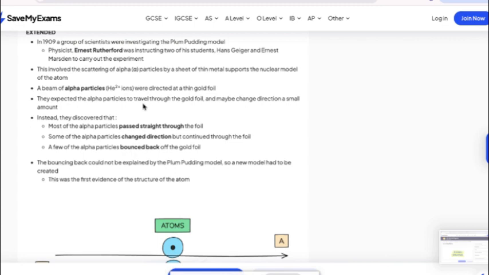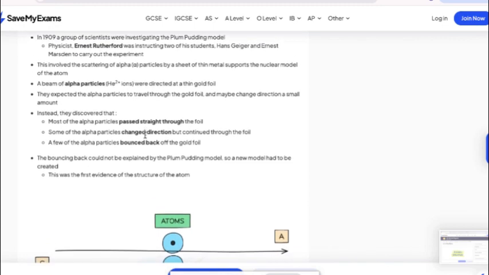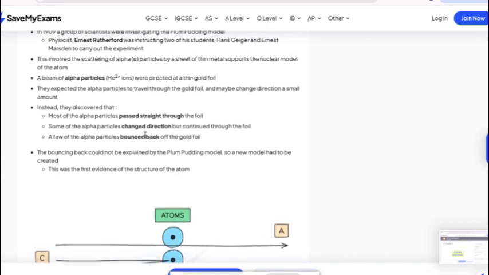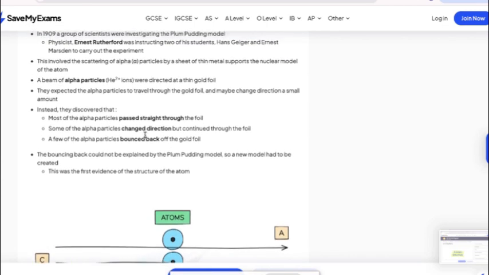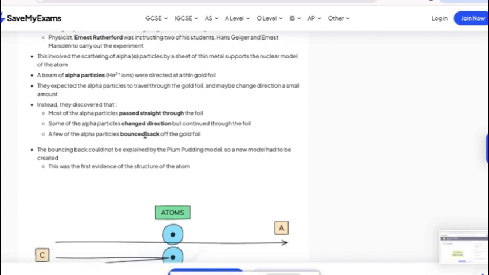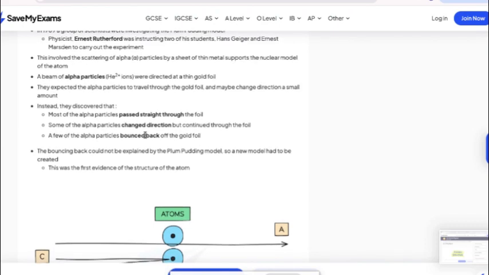And maybe they would change direction by small amounts, like small bending. Instead, what they discovered was not what they expected. These two young master's students working with the professor in the lab discovered something we're about to highlight.